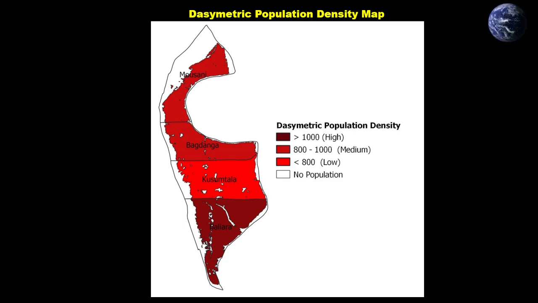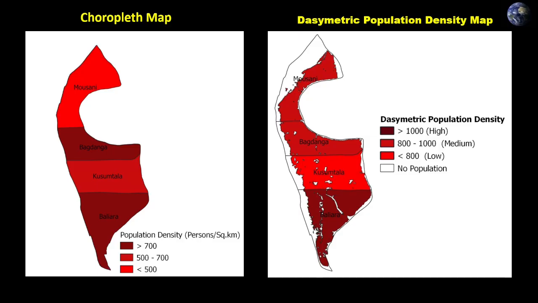See the difference. Lowest population density in the choropleth map observed in the village Mosuni. Highest population density observed in the village Bagdanga and Baliara. However, lowest Dasymetric population density observed in Kusuntala, and highest value observed in the Baliara village. This is the actual distribution of density of population that may help to take decision for disaster management.